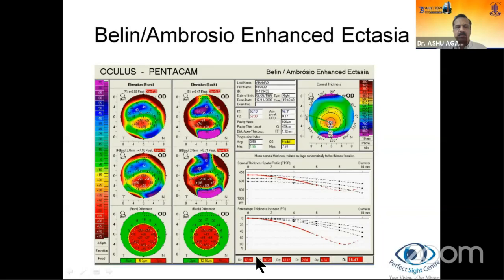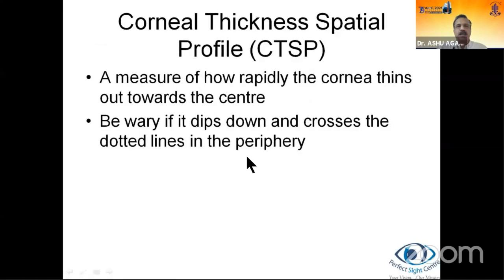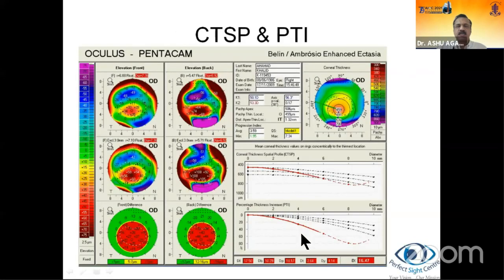This is Belin-Ambrosio display 2, where the D value, anything more than 1.8 or 2, is considered suspicious. So the corneal thickness spatial profile essentially shows how the cornea is thinning out towards the periphery, and any dipping down of this axis in these graphs, cutting across, they should all stay between the dotted lines. Any cutting across is doubtful.